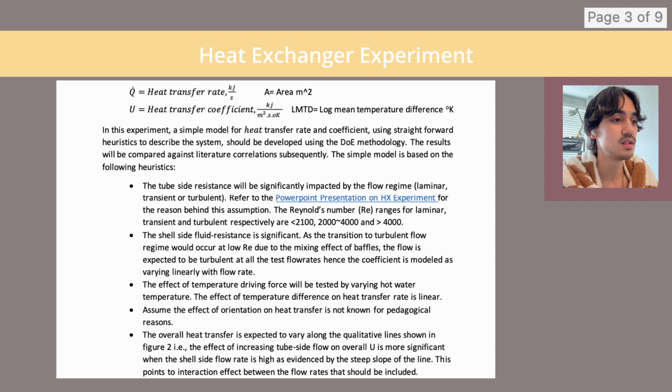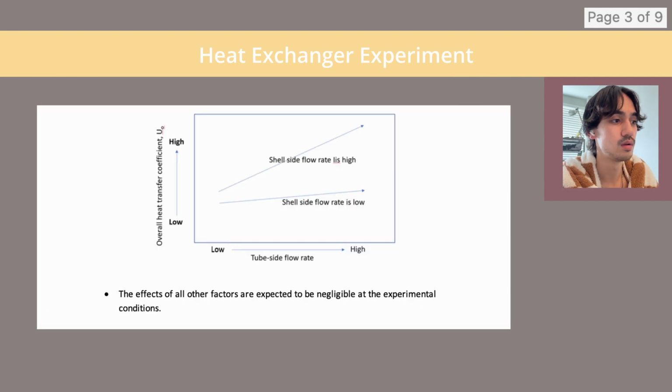The overall heat transfer coefficient is expected to vary along the qualitative lines shown in Figure 2. The effect of increasing tube side flow on overall U is more significant when the shell side flow rate is high, as evidenced by the steep slope of the line. This points to interaction effects between the flow rates that could be included. The effects of all other factors are expected to be negligible at the experimental conditions.